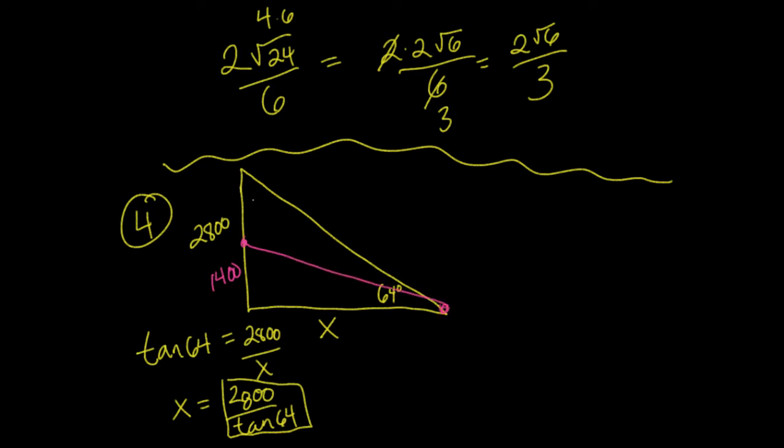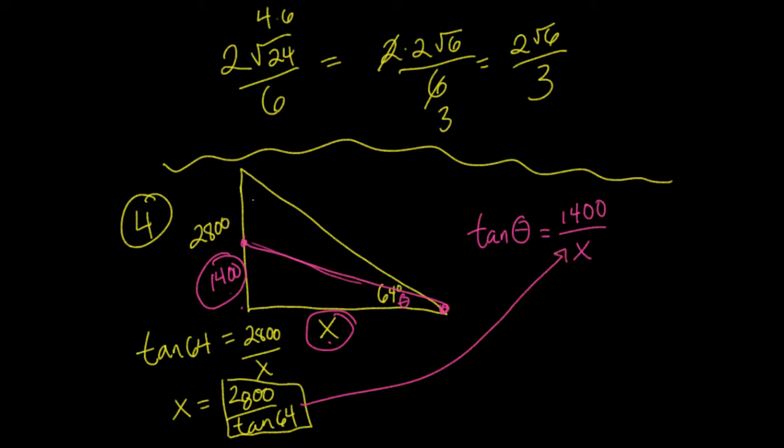We need to find angle theta, the angle of elevation. So do you see now that we can use this side and this side? So I don't need to find the hypotenuse here. I just need to use what I have, okay? So use that tangent of theta now is equal to 1,400 over x, and in this case I know that x is 2,800, so I'm going to plug that in.